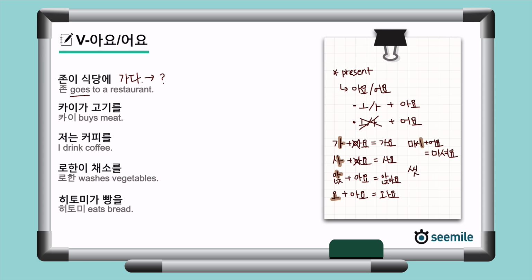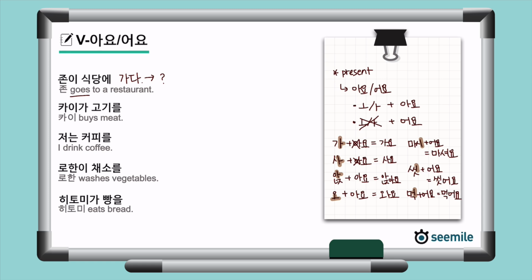The stem is 씻 and its vowel is 이, not 오 or 아, so we add 어요. 씻어요. 먹다. The stem is 먹 and its vowel is 어. Again, not either of those two, 오 and 아, so we add 어요. 먹어요. Now let's move back to the sentences in the video we watched a few minutes ago.